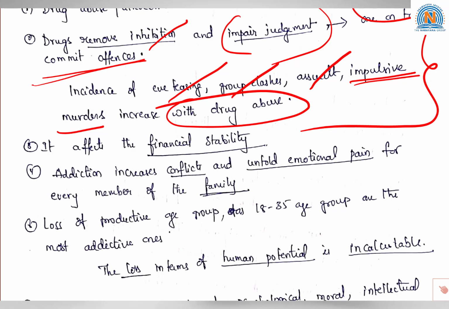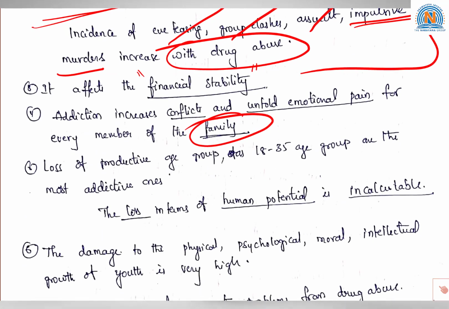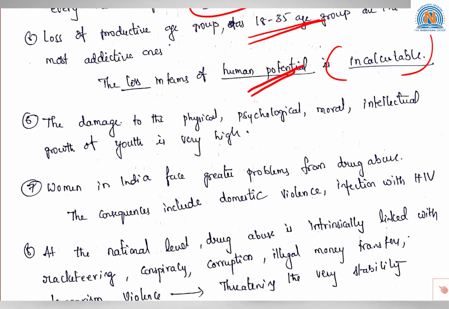Not only that, it affects the financial stability of the individual and the family, and because of loss of productive labor, it also affects the economy of the country. Addiction increases conflicts and untold emotional pain for every member of the family. As we have discussed, there is loss of the productive age group, as the 18 to 35 age group are the most addicted. The loss in terms of human potential is incalculable. So the human potential is a loss not only for the individual, but for the family, the society and the country as a whole. The damage to the physical, psychological, moral and intellectual growth of youth is very high.